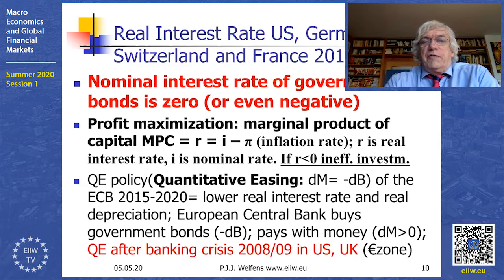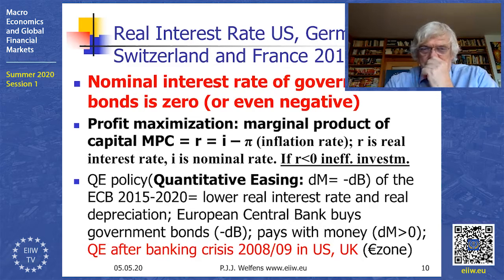We have seen a lot of QE policy, so quantitative easing. That means indeed that the central bank buys government bonds, and therefore the increase in the money supply, that is DM, is equal to minus DB, so B is the stock of bonds. And the ECB, for instance, has been active here with quantitative easing 2015 to 2020, before already the US central bank, so the Federal Reserve System, and also the UK were active, more or less immediately after the collapse of Lehman Brothers, September 15th, 2008.